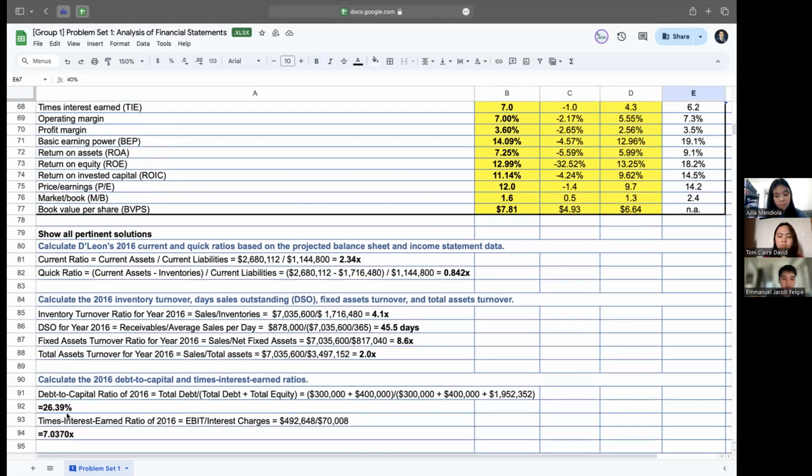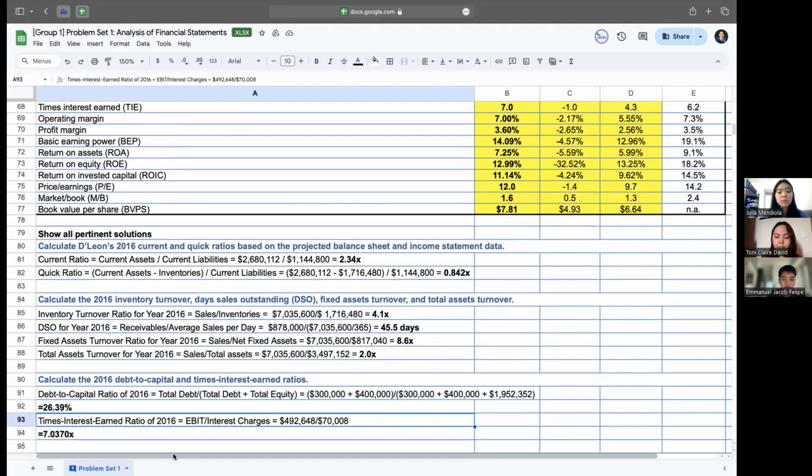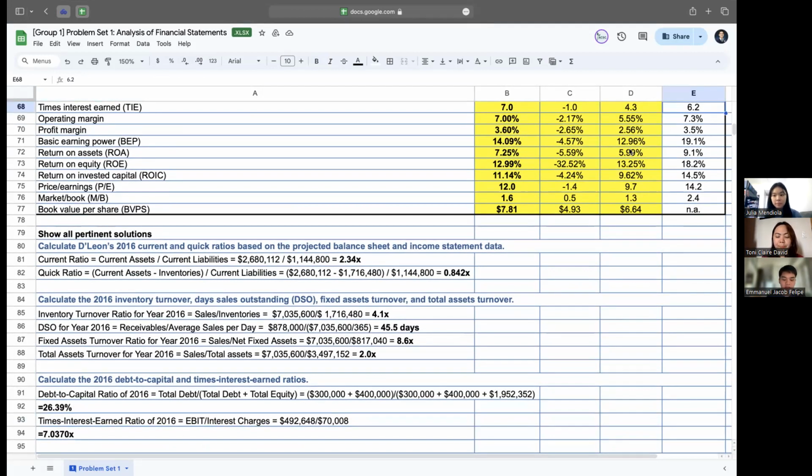And then lastly, we have the times interest earned ratio. This is computed by dividing the EBIT, or the earnings before interest and taxes, by interest charges or expense. With the data, this will give us 492,648 divided by 70,008, which is equal to about 7. This is slightly higher than the industry average of 6.2 and means that the company has enough cash to further invest after paying its debt.